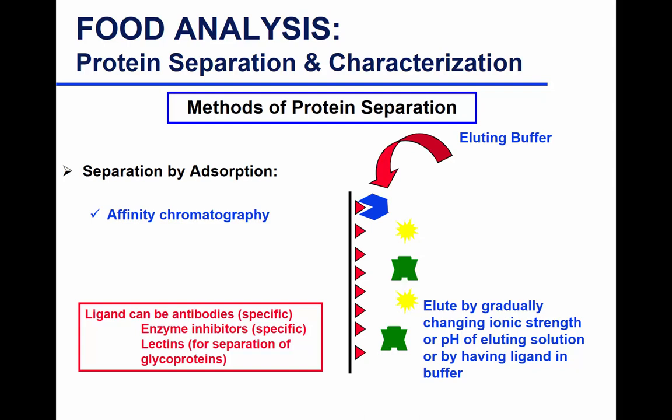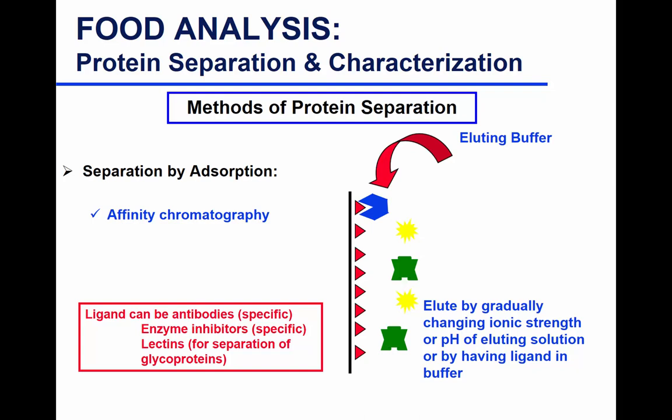Interactions are going to be either hydrophilic interactions, hydrogen bonding, ionic, hydrophobic, all sorts of interactions that are non-covalent, but very, very specific. So interactions of antibodies with an antigen, or an enzyme inhibitor with an enzyme, is a very specific interaction. You can have lectins on the stationary phase and these will separate glycoproteins.